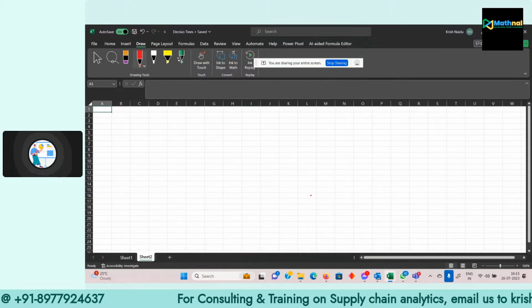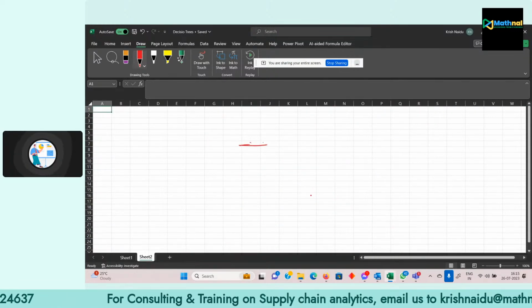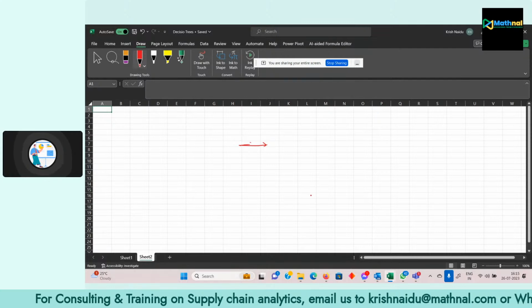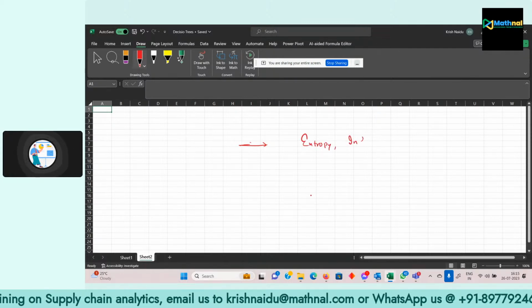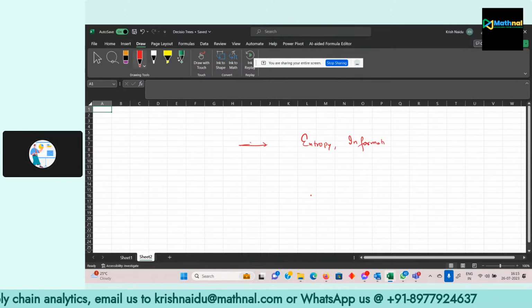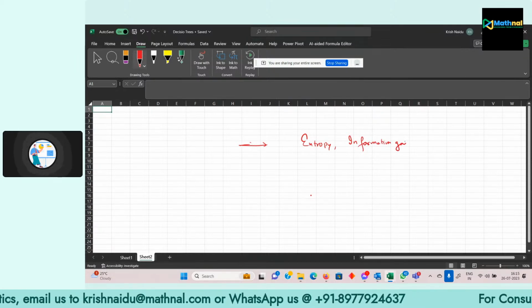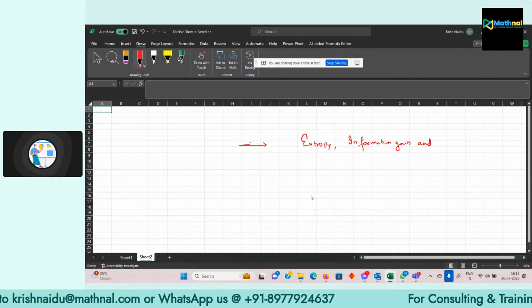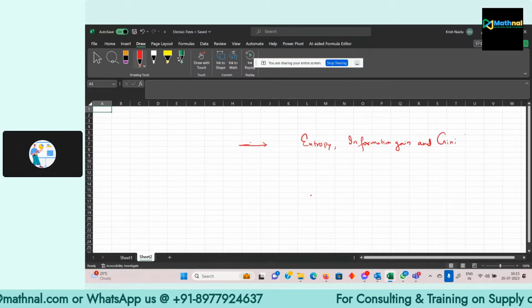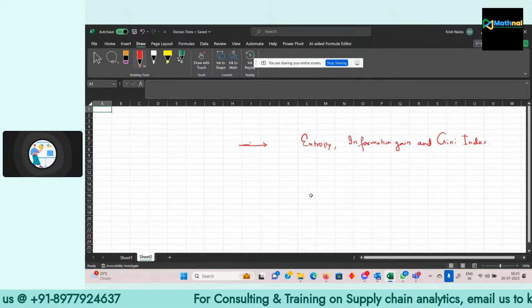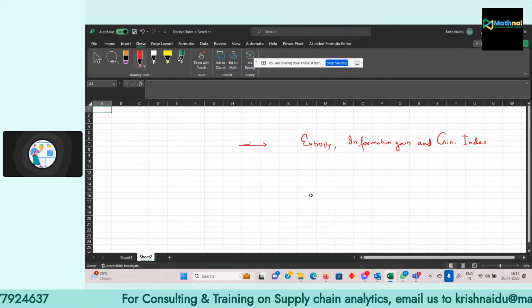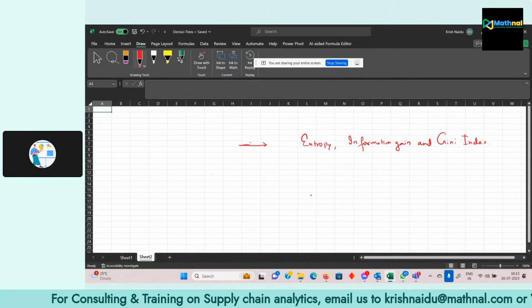And we already know entropy, information gain. So this is what I discussed in my previous session, and Gini index. Right? These are three metrics we're going to use to build our decision tree. Okay. So what is entropy?